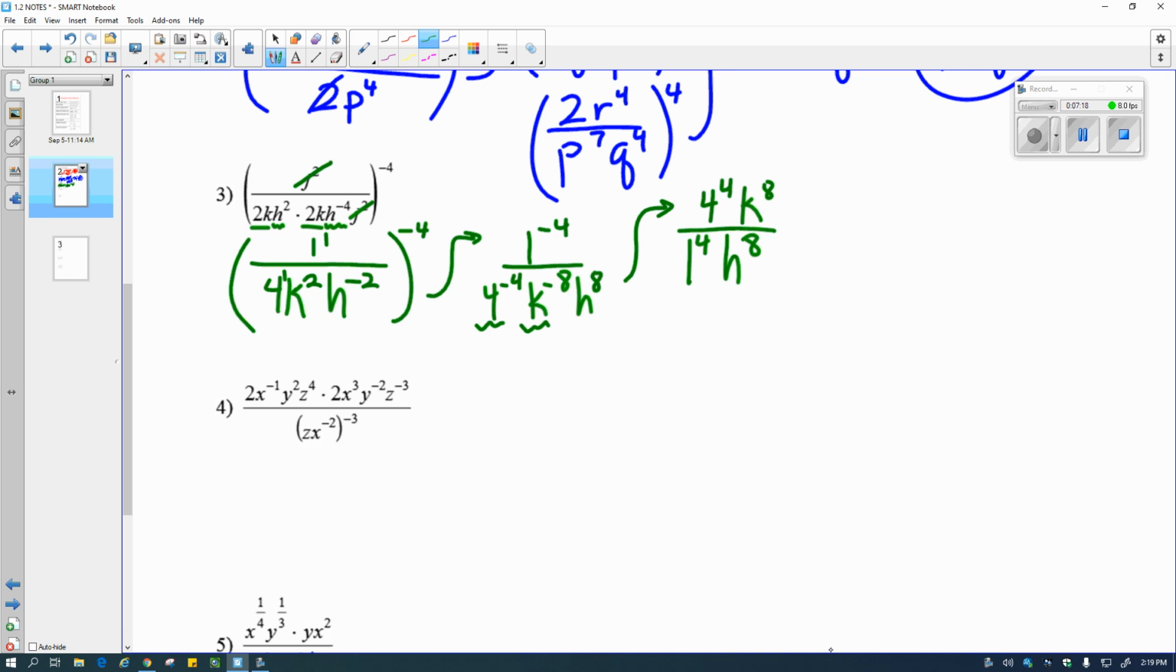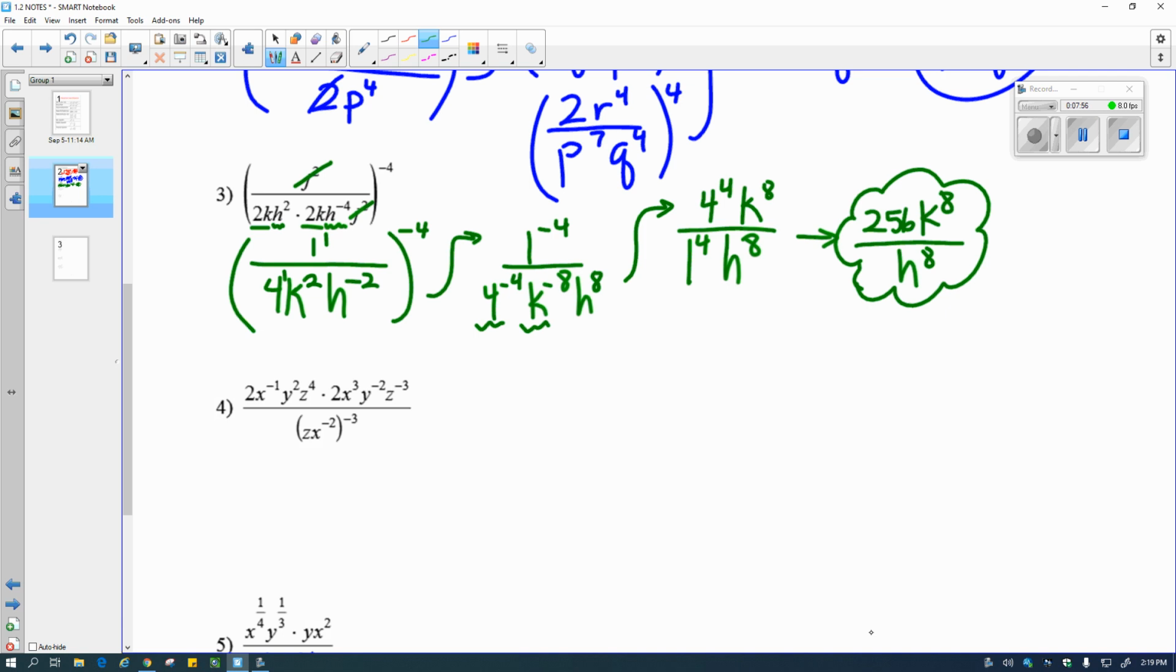So then the last thing I need to do here is figure out what that 4 to the 4th power is. However you need to do it, if you have a calculator handy, you can calculate it that way, or if you just happen to know what it is, I'm going to end up here with 256 k to the 8th all over, well, this 1 to the 4th is 1 times 1 times 1 times 1, so it's just 1. I don't even need to write it, h to the 8th. And so there is my final on that one.